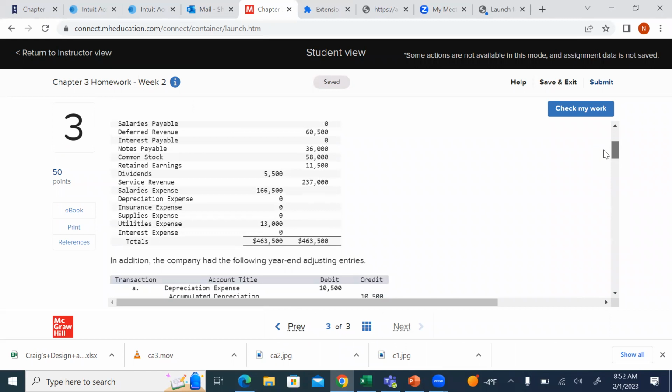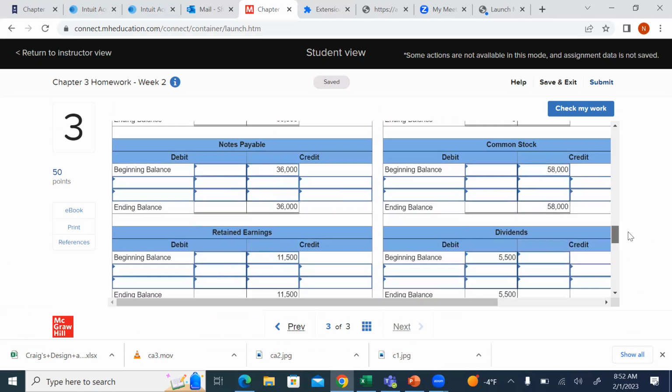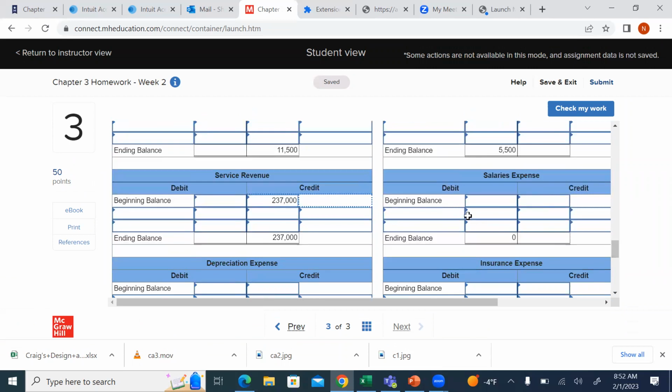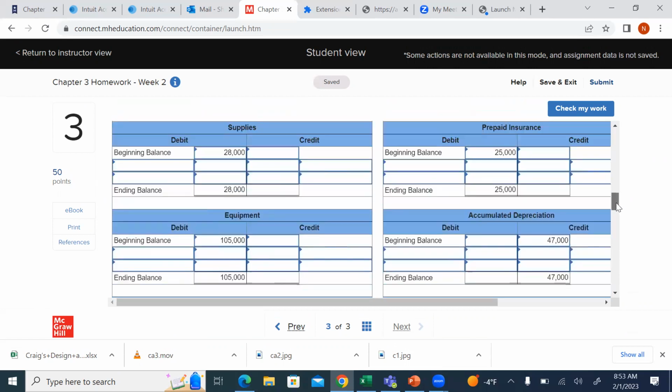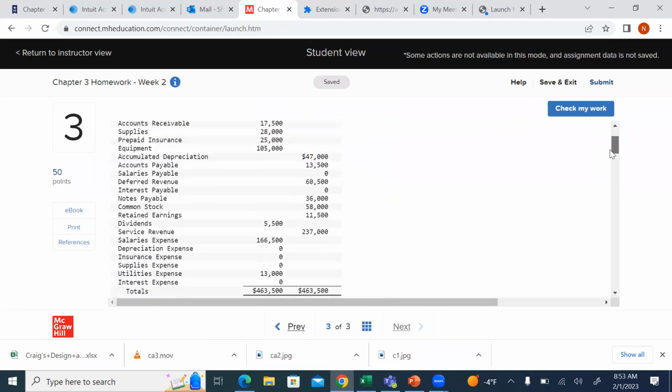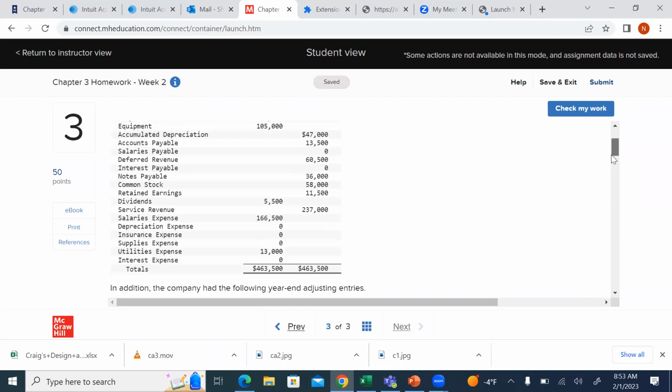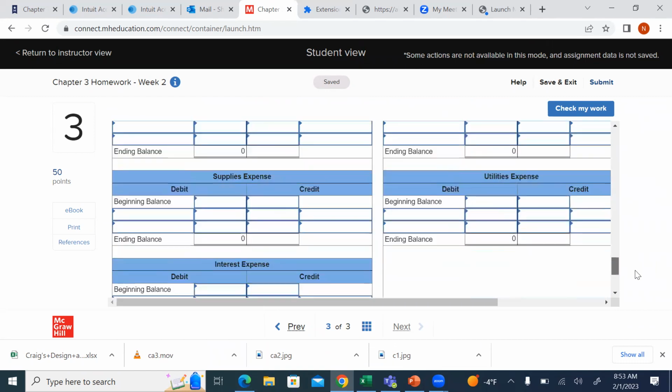Salaries expense, $166,500. Next, utilities expense, 13,000. All of the others would be zeros.